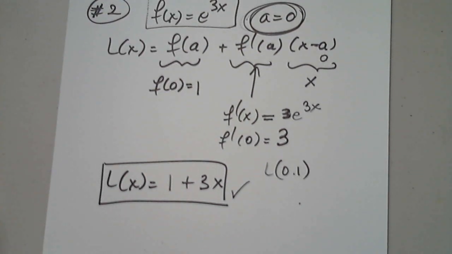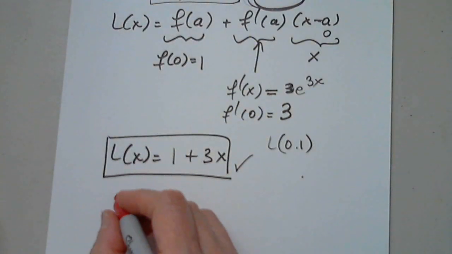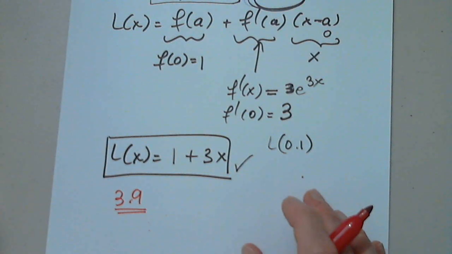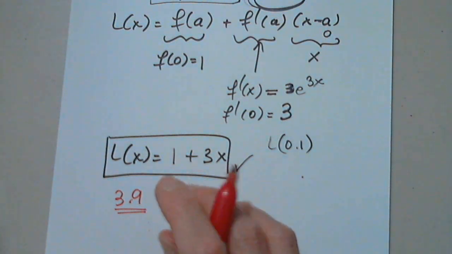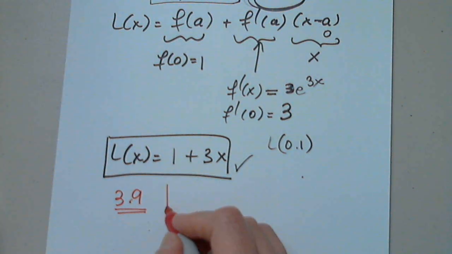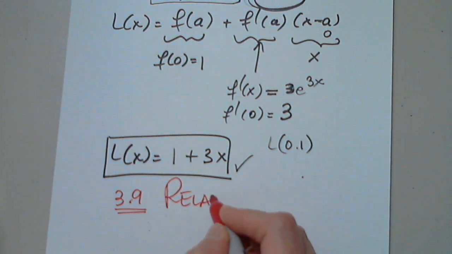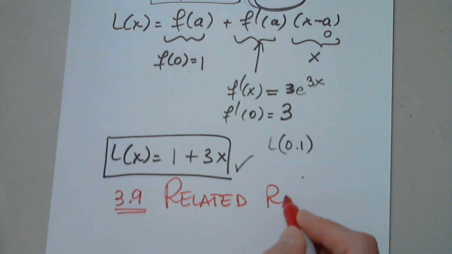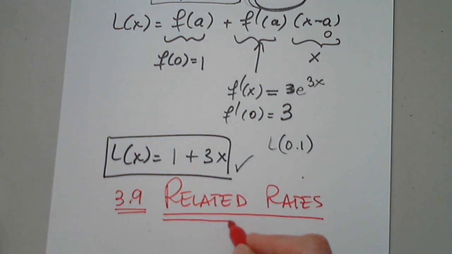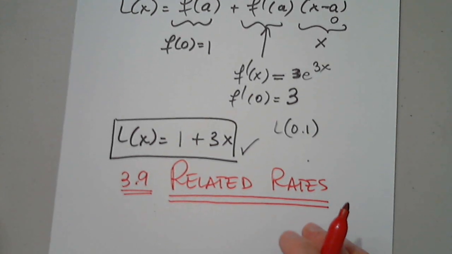Okay, so let's at least start this 3.9. This is the last section, I promise, from chapter 3. And this is more applications. However, there are specific types of applications here called related rates. What is this? What am I talking about?